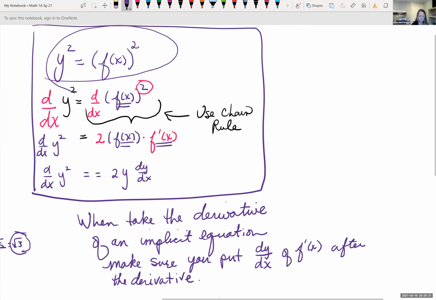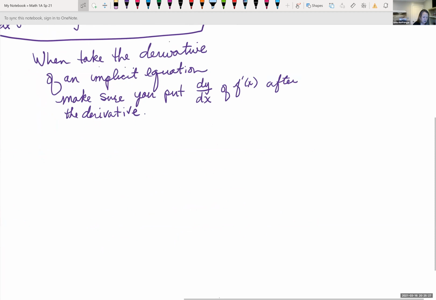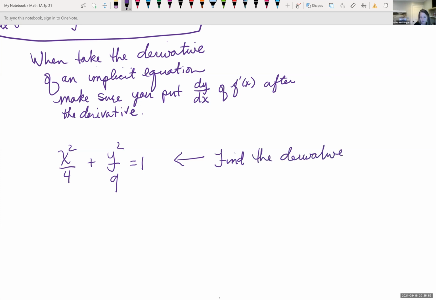Okay, so let's look at that equation that we were just looking at, where we wrote it in an explicit form and took the derivative. Looking at that equation, it was actually x squared over 4 plus y squared over 9 equals 1. So we're going to find the derivative using implicit differentiation.